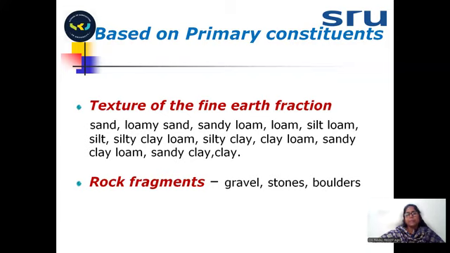Then based on the primary constituents, which are sand, silt and clay, their proportion is texture. What is the texture of that particular horizon? Is it sandy, loamy sand, sandy loam? There are 12 textural classes. So based on the texture of that particular horizon, we can give the information. Then coming to rock fragments, gravel, stones and boulders, their percentages can also be mentioned. All these come under primary constituents.